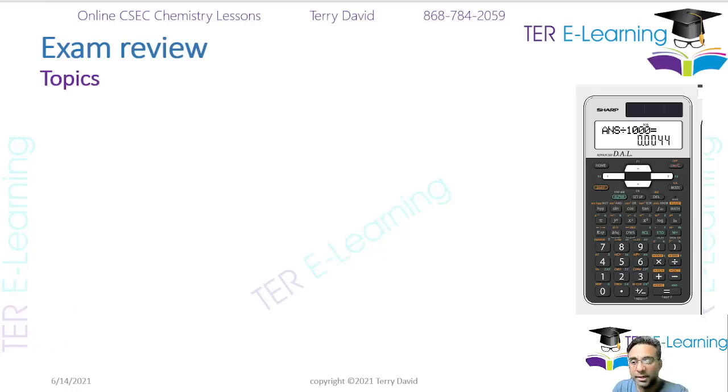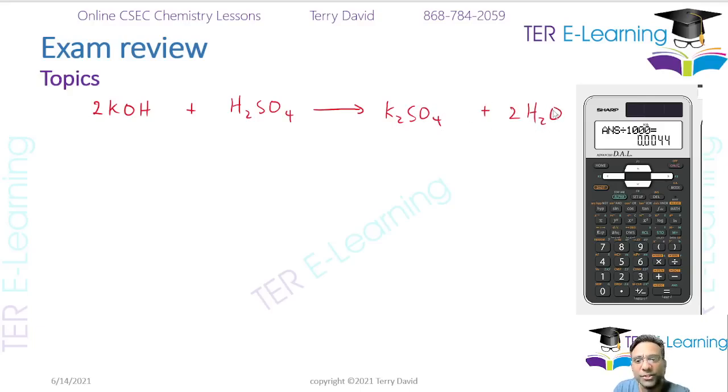So let me just write back the equation on this side here. It was 2 KOH plus sulfuric acid, which was H2SO4, and that was producing K2SO4 plus 2H2O. That was my equation here.